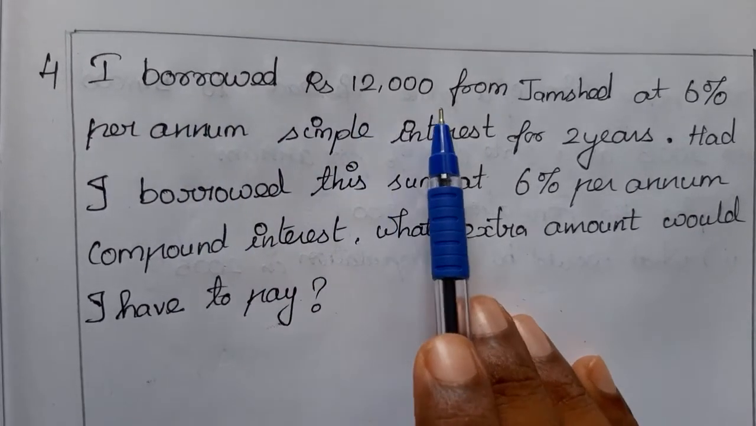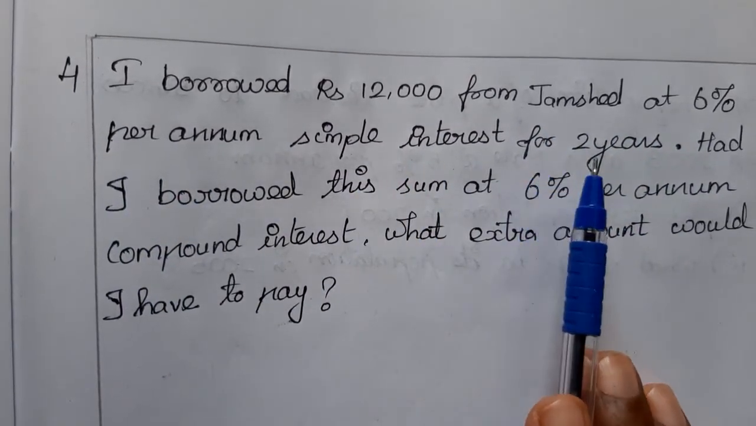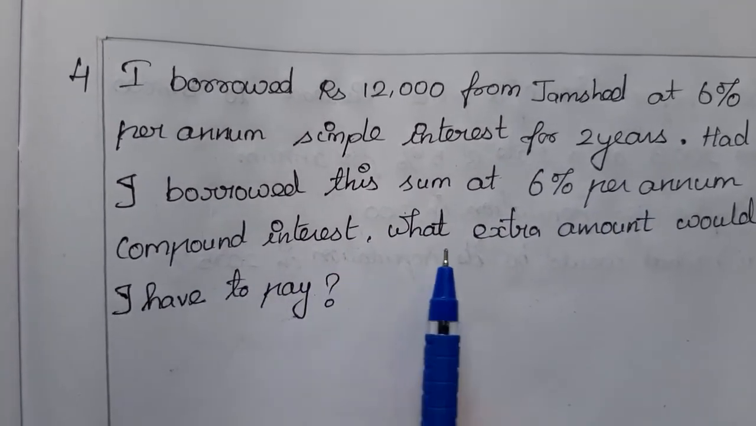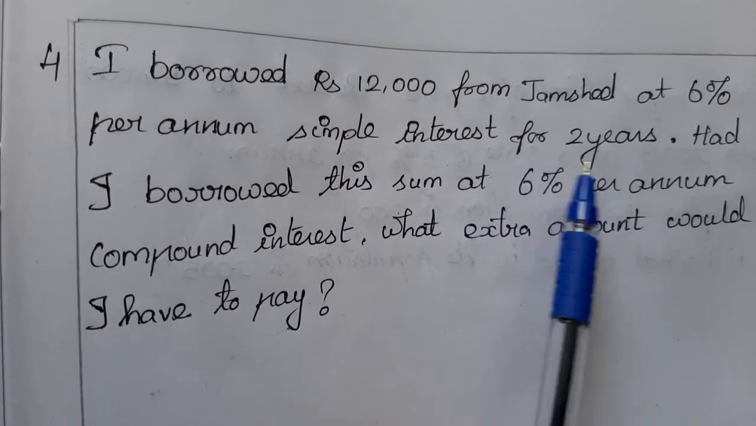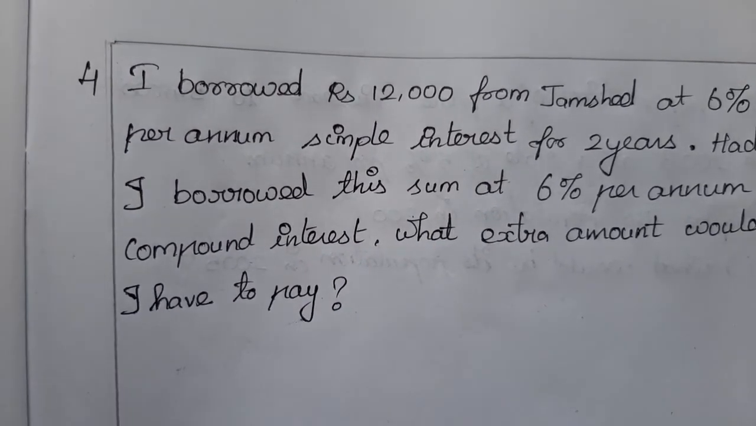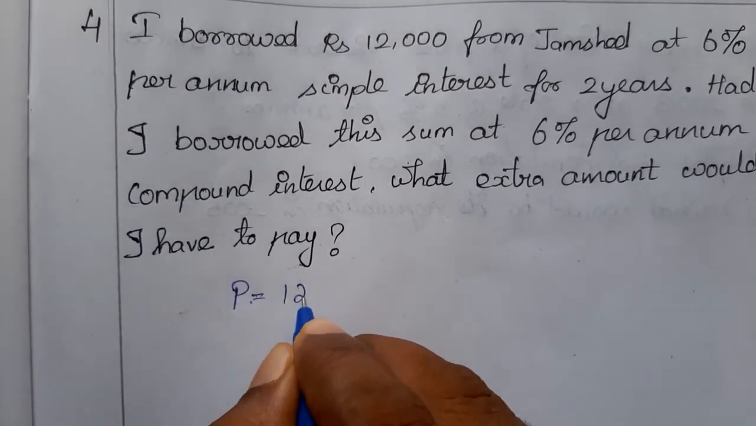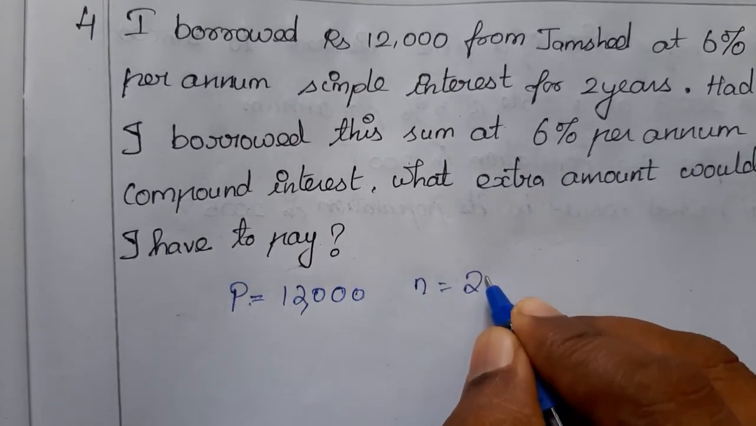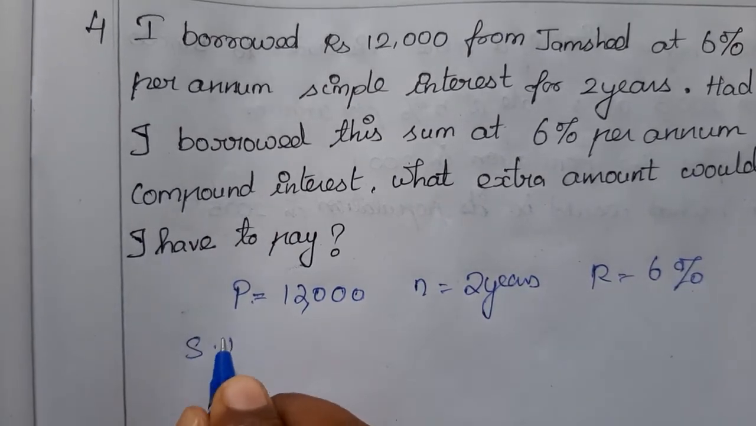I borrowed rupees 12,000 from Jamshed at 6% per annum simple interest for 2 years. Had I borrowed this sum at 6% per annum compound interest, what extra amount would I have to pay? So they borrowed for simple interest, and if they borrowed the same for compound interest, then what extra I have to pay is the question. So first I will find for simple interest. The principal is 12,000 and the time is 2 years and the rate is 6%.